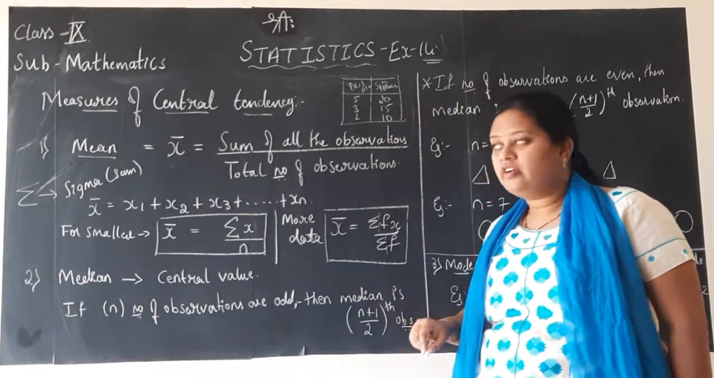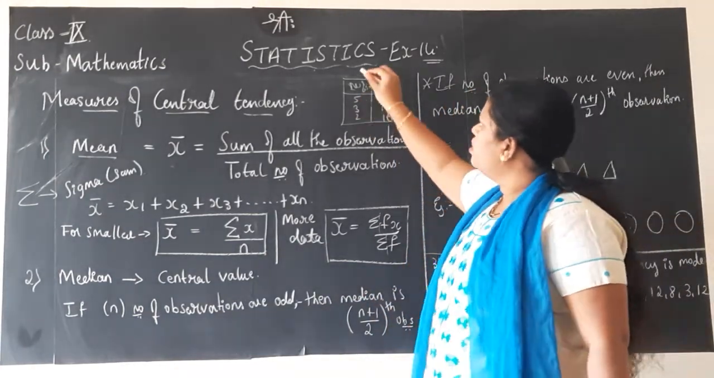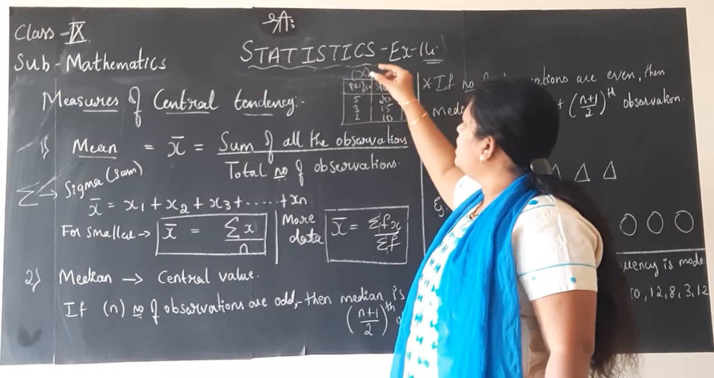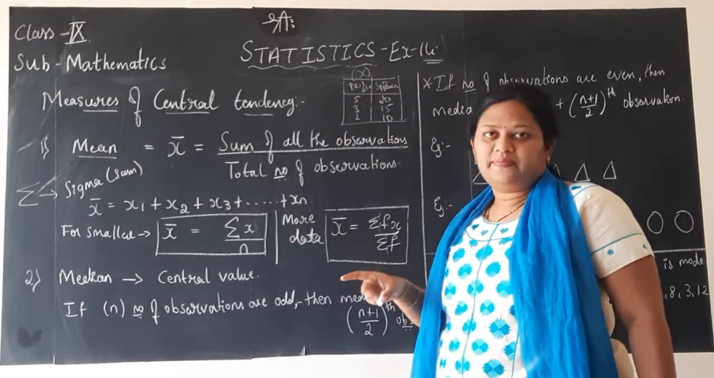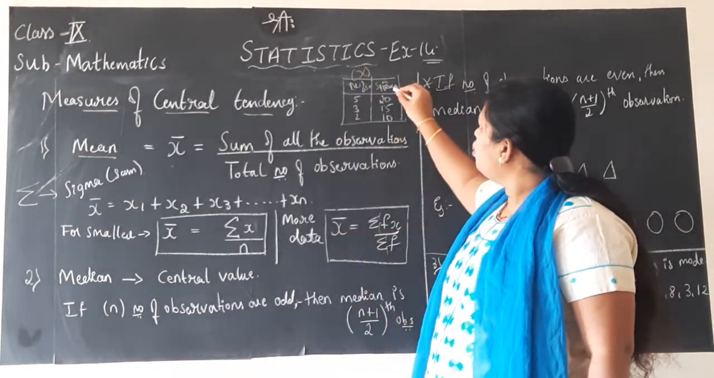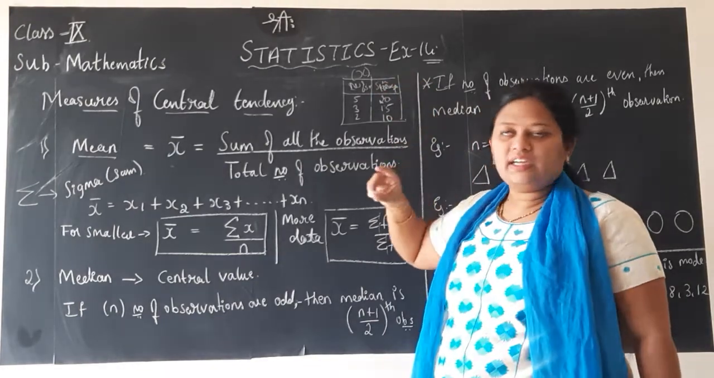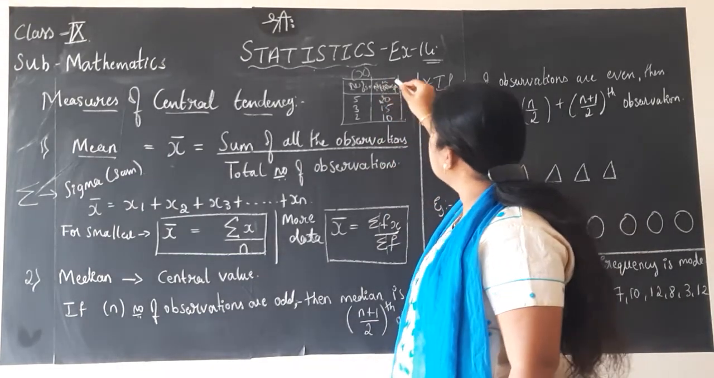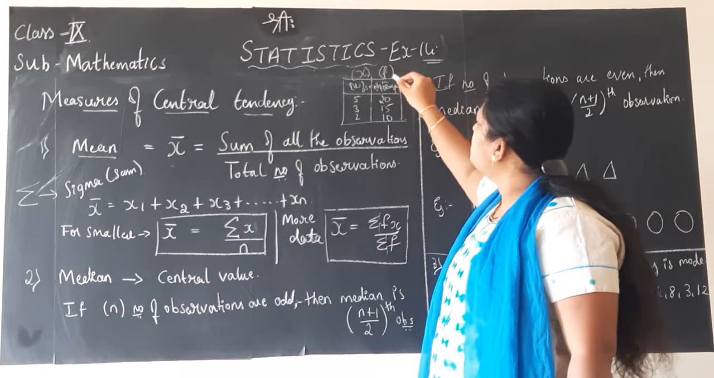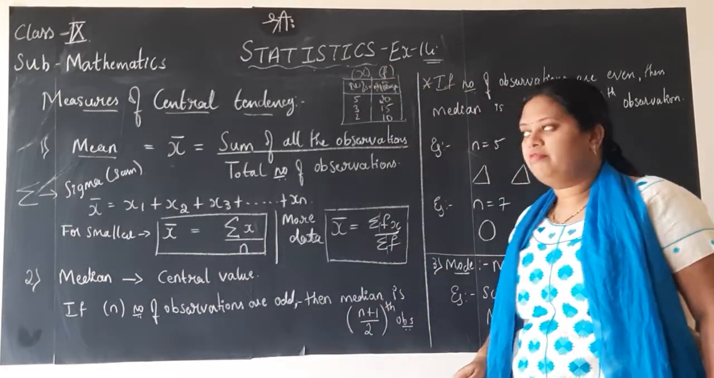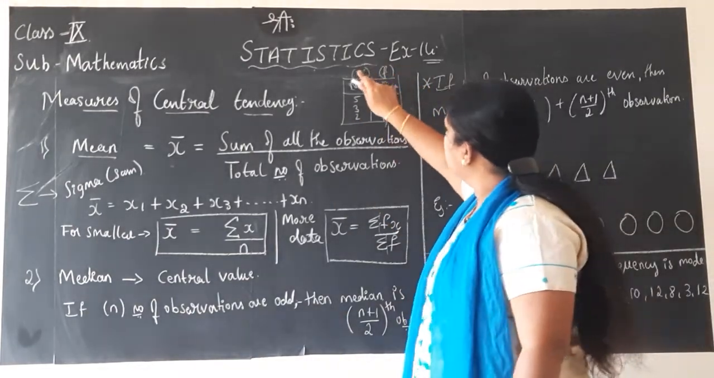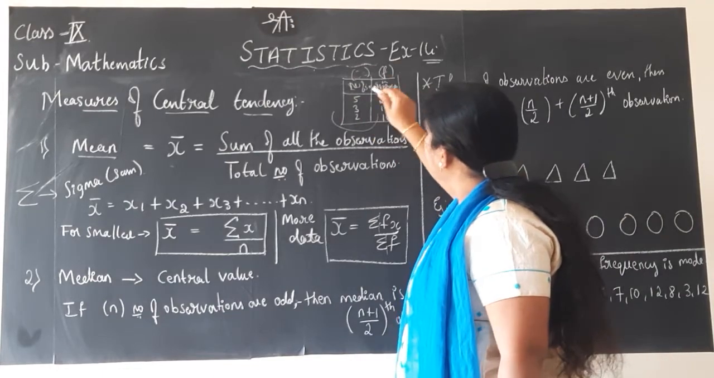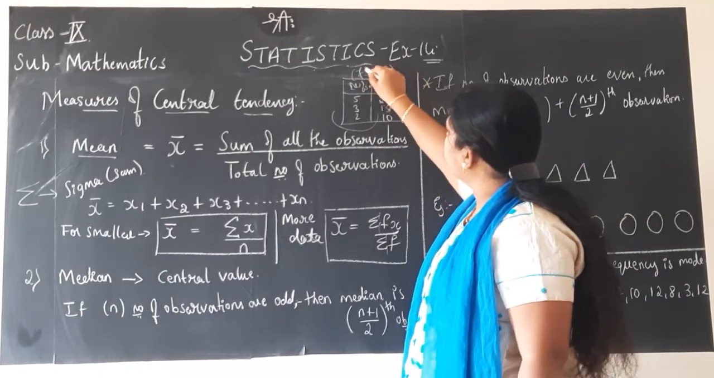If we take this, the first column where you will be having the data will be the X column, and the number of students is nothing but the frequency F. So this should go first. This is the X column, this is the F column.